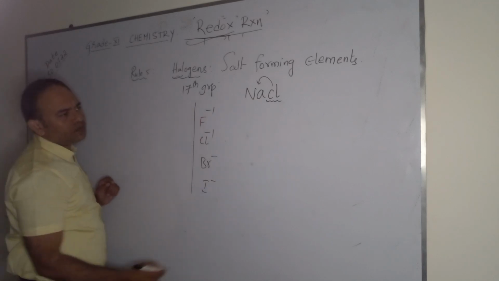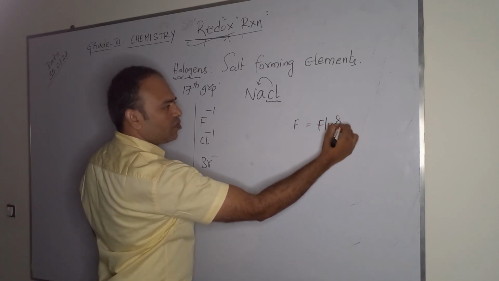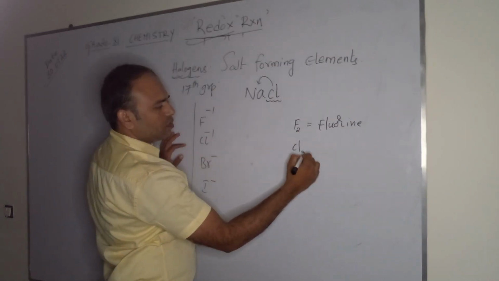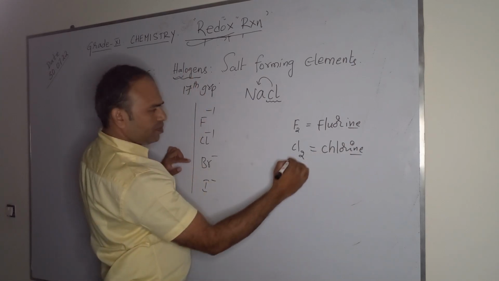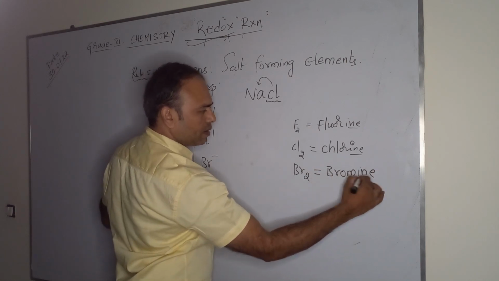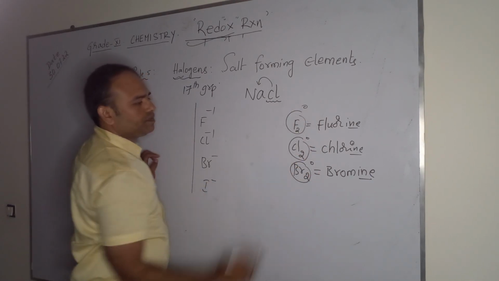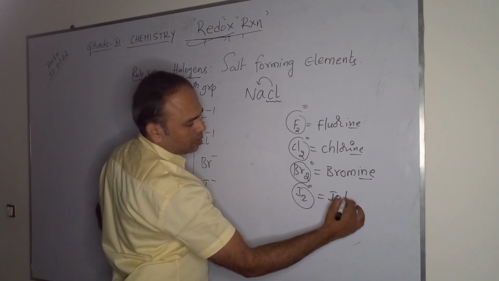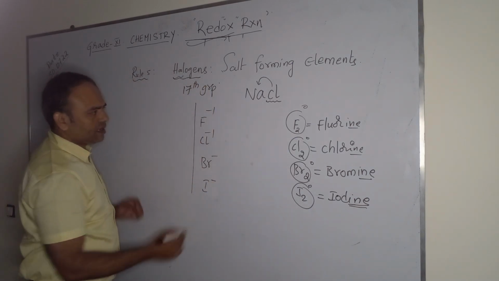See, the difference is very simple. If you are writing just F, it is fluorine, and take gas F2. Next Cl2, chlorine, INE, gas. Next Br2, it's a liquid, bromine. So all these have oxidation state 0. Same way I2, a solid, sublimate, iodine, once again INE.